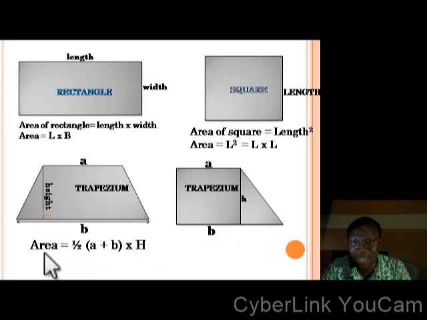And here is the formula. Area of trapezium is equal to half bracket A, that's the one placed here, plus B, the one placed down here, times the height. That is the formula for calculating the area of a trapezium. You need to have these formulas upstairs, okay, because I'll be asking you questions on the formulas of these various plane shapes. That's the areas of various plane shapes, and you should be able to provide an answer to that.